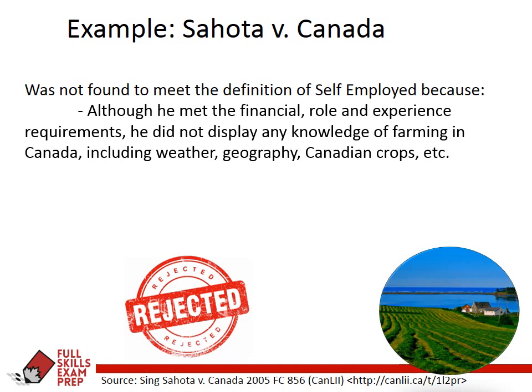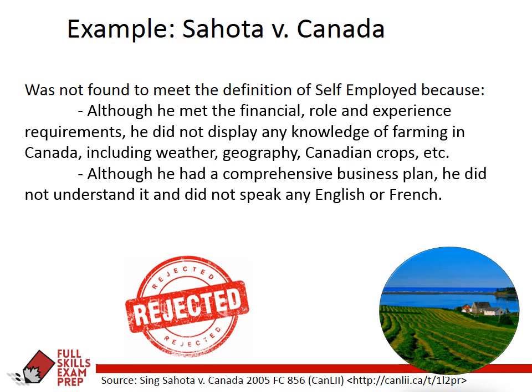Anybody who has ever worked on a farm or been around a farm would understand that it's really an art form. It's a science. It's very, very difficult work as well. So it's not enough just to say he's a farmer from India who worked with wheat and rice before. Canada obviously has different geography, weather, crops, everything. And he didn't display any knowledge of that at all. So he did have a business plan, however, he didn't understand it because he didn't speak any English or French. So the agent, again, was not convinced that he could establish a business in Canada.